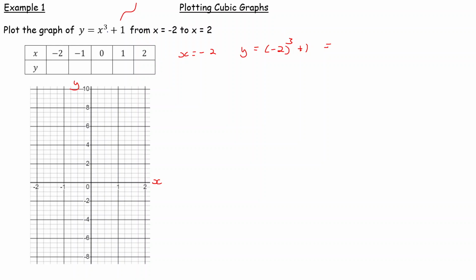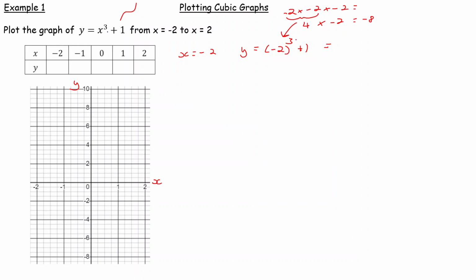How do you evaluate minus 2 cubed? This part here means you're doing minus 2 times minus 2 times minus 2. Well, negative 2 times negative 2 is positive 4, so this bit here goes to positive 4, and you're timesing it again by negative 2. So positive 4 times negative 2 is equal to minus 8. So if you're cubing a negative number, you will always get a negative number out.